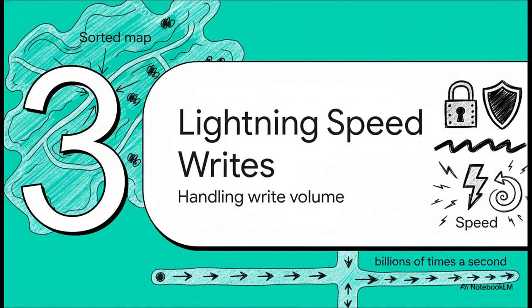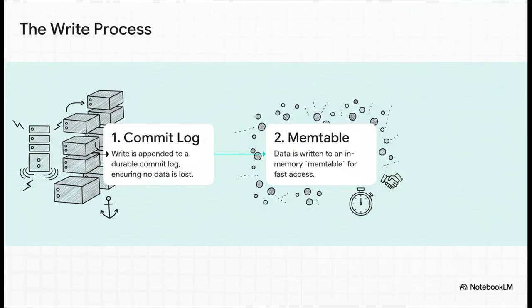Okay, so you have this giant sorted map. The next challenge is, how do you write to it billions of times a second without bringing the system to its knees? The answer is this really slick two-step process that separates safety from speed. So when a write comes in, the first thing it does is get appended to a commit log on permanent storage. This is super fast because it's just writing to the end of a file, and it guarantees that if the server crashes, your data is safe.